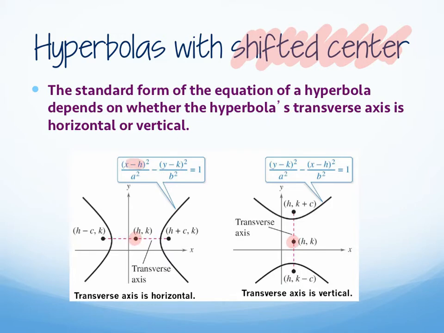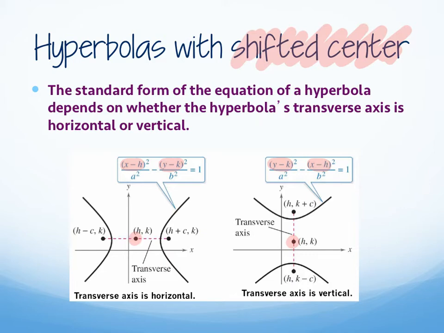So if I have a number in the top with the x or with the y, now I know that there's a shift off center. If it just said x squared and y squared, I would know center's at 0, 0. But if there's a number following the x or a number following the y, now I know my center has shifted. Everything else is still the same.